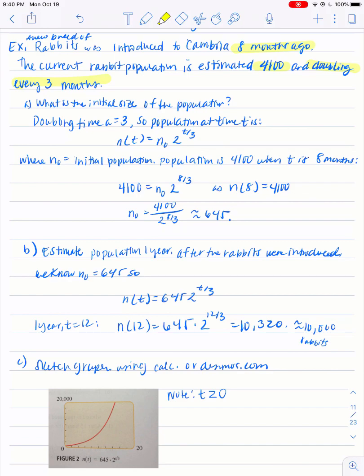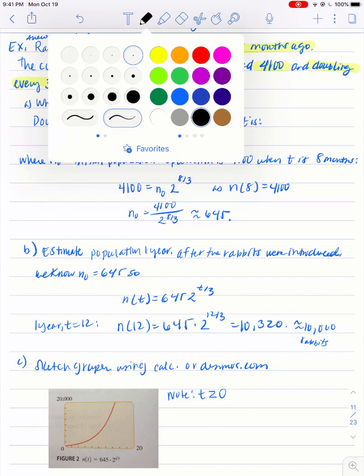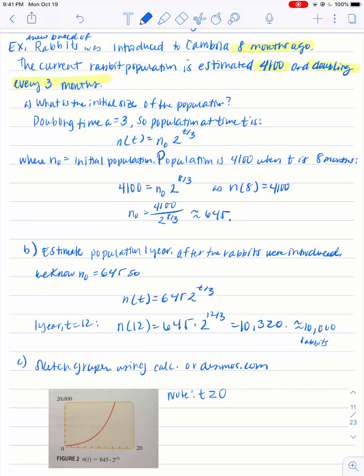So our initial population, that's n naught. I need to make this capital P. So our population is 4,100 when t equals 8 months. So that's our current. So I could plug in 8 months and then let our n of t be 4,100 to solve for n naught. So I have 4,100 equals n naught times 2^(8/3), because n of 8 is 4,100. So I have n naught equals 4,100 over 2^(8/3). And that's approximately 645. So that's the initial size of the rabbit population.